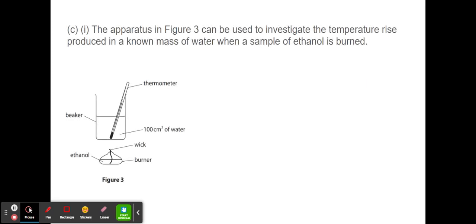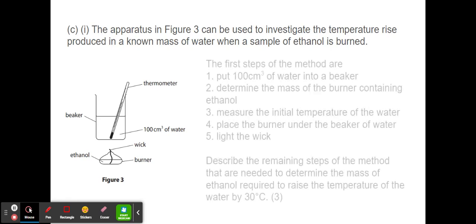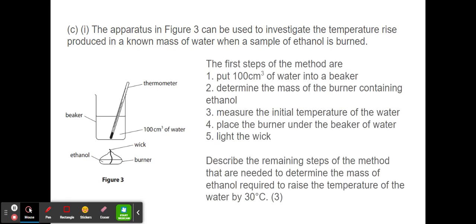Part C. The apparatus in Figure 3 can be used to investigate the temperature rise produced in a known mass of water when a sample of ethanol is burned. The first steps of the method are: 1. Put 100 cubic centimetres of water into a beaker. 2. Determine the mass of the burner containing ethanol. 3. Measure the initial temperature of the water. 4. Place the burner under the beaker of water. 5. Light the wick. Describe the remaining steps of the method that are needed to determine the mass of ethanol required to raise the temperature of the water by 30 degrees C. There are 3 marks available.